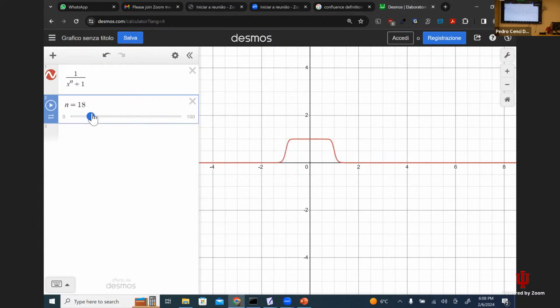Grafico senza titolo. That means graph without title, right? Yes. I'm speaking Italian now. Okay, we'll talk about how we learn Italian.